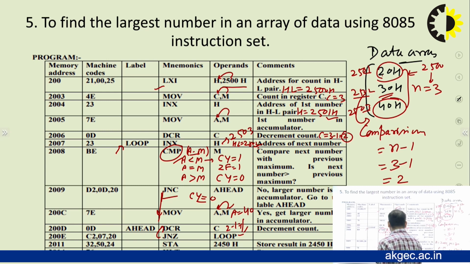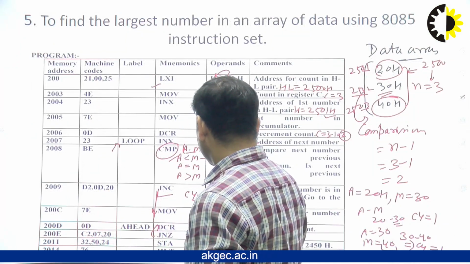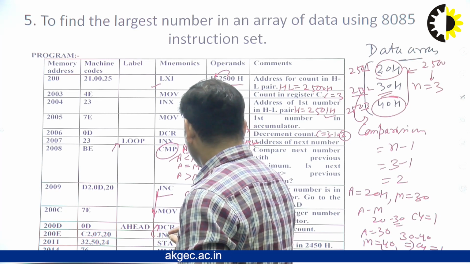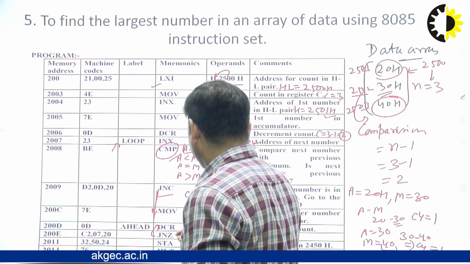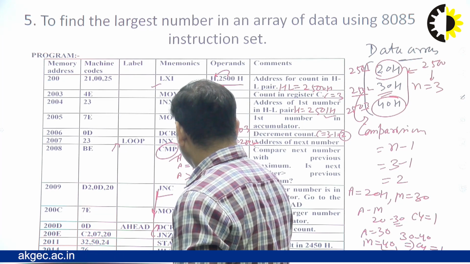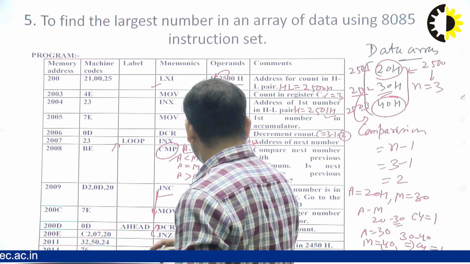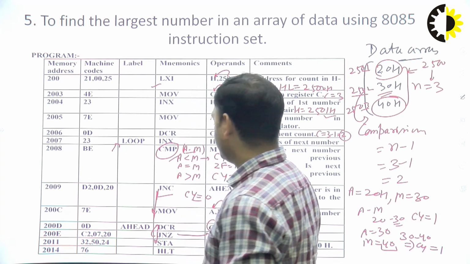Decrement C. Now C will become 0. Previously it was 2, then 1 and then 0. Then JNZ, jump if not 0: the content of the C register is 0. The true condition is that if it is not 0, it will jump to the loop. But in this case the C register is 0, so this is the false condition. It means this will come out from the loop.